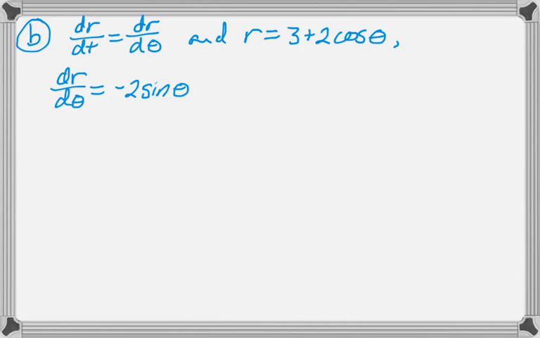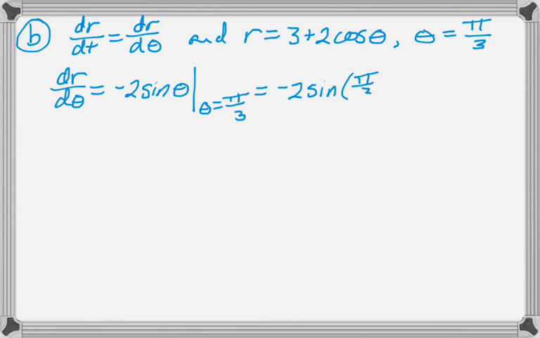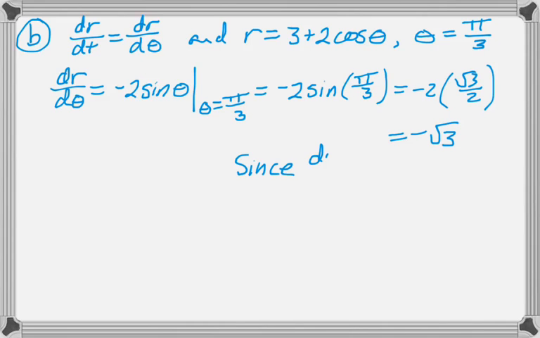When this was given, I would have done the entire thing on my calculator. So take the derivative, then evaluate at pi over 3. You have to know your unit circle a little bit here, or at least your trig values, to get that the final answer is negative radical 3. So dr dt is negative radical 3 when theta equals pi over 3. It's the rate of change of the radius with respect to time, which means that the radius is decreasing.